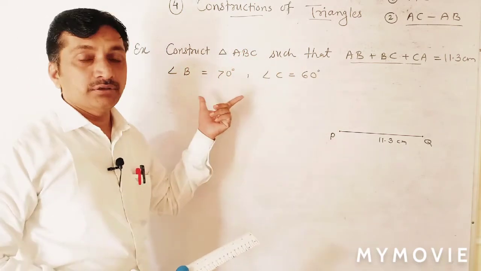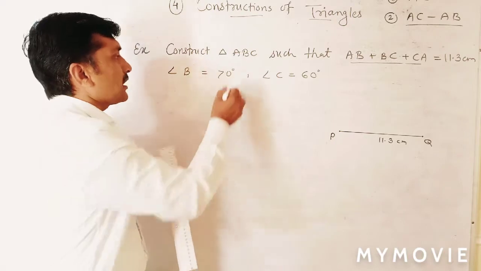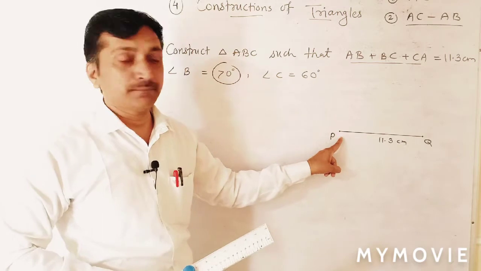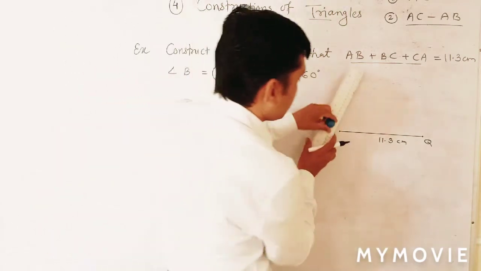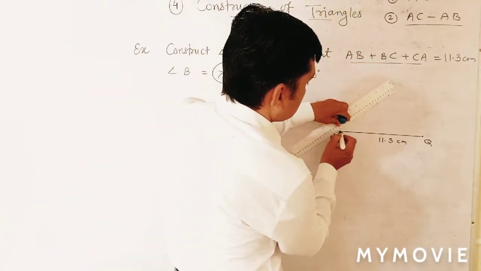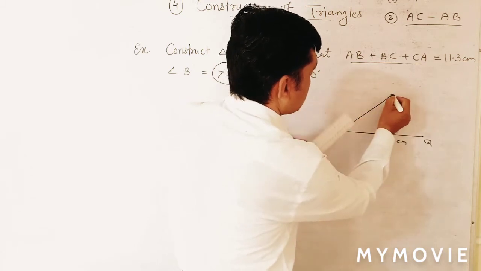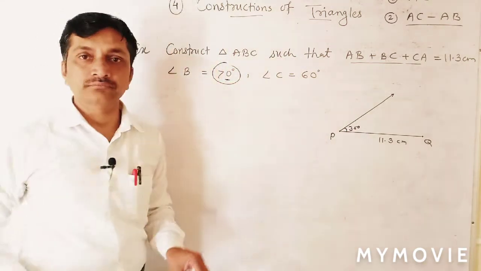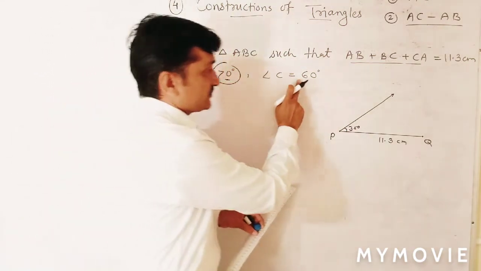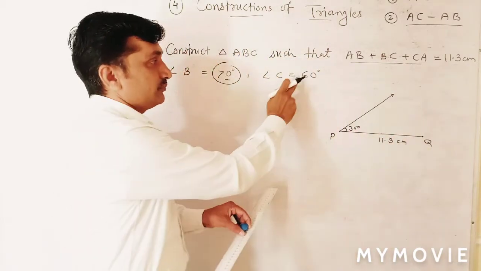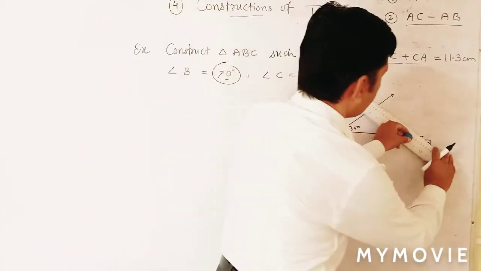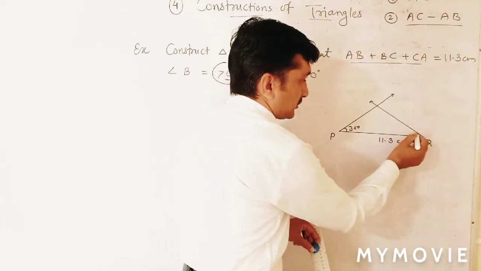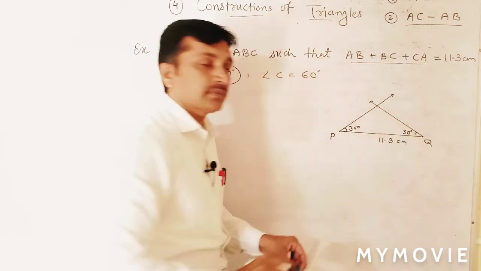Now here is 70. What we have to do? We have to take half of 70 degrees. We have to draw half of 70 here at P. Half of 70 means 35, a 35 degree angle. In this way, this is 35, half of the first angle. Similarly, take half of C at Q. C is 60 degrees, so half of 60 is 30. Here in the rough figure I am drawing 30 degrees.